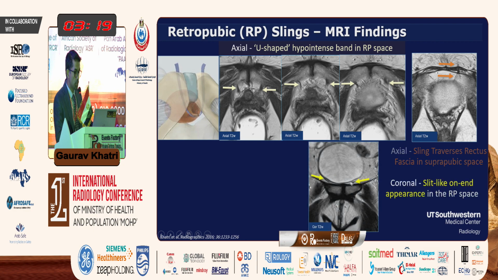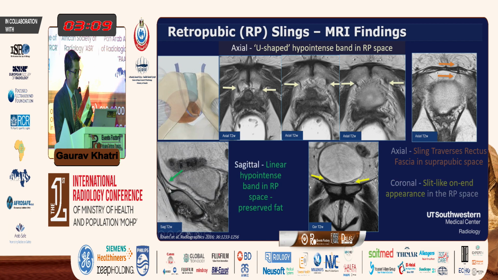On the coronal image, also you can see it between the bladder and the pubic bone. This is the sling on the left side. This is the sling on the right side. You always want to look for the fat between the sling and the bladder. On the sagittal image is where I see it most commonly. You see this linear structure, again, between the pubic bone and the bladder. You always want to make sure there's enough fat between the bladder and the sling.